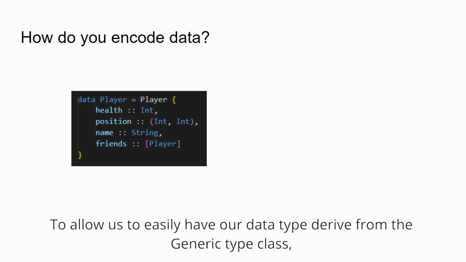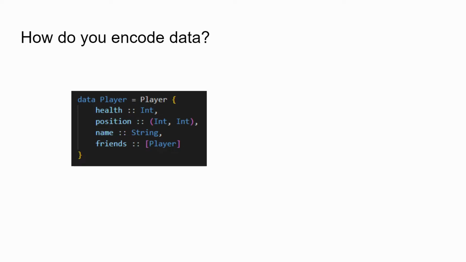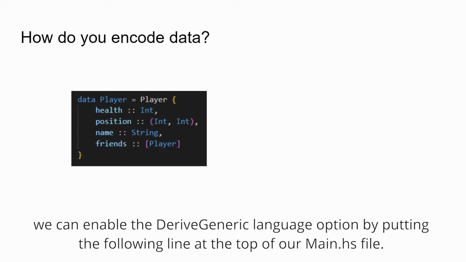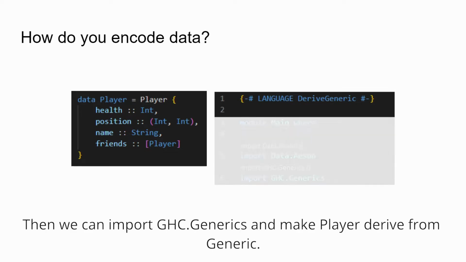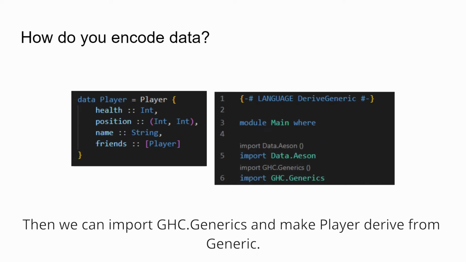To allow us to easily have our data type derived from the Generic type class, we can enable the DeriveGeneric language option by putting the following line at the top of our Main.hs file. Then, we can import GHC.Generics and make Player derive from Generic.